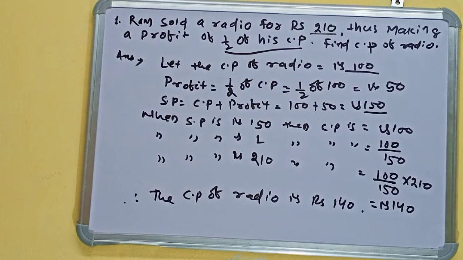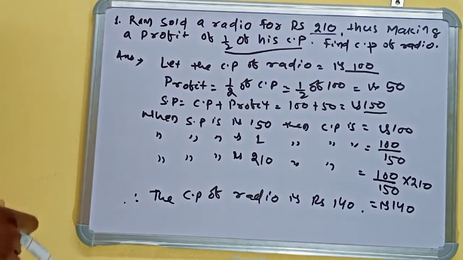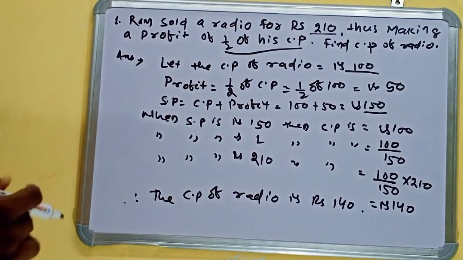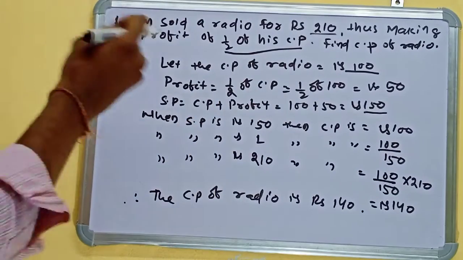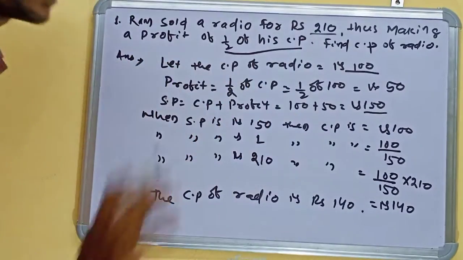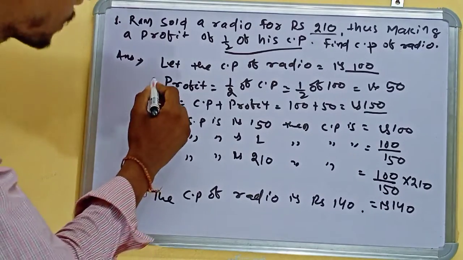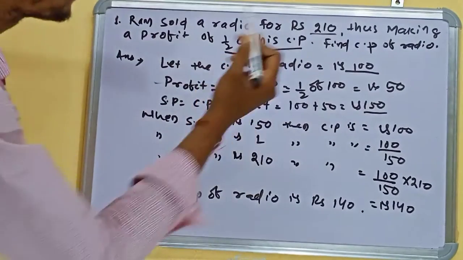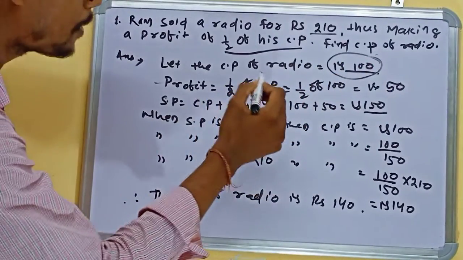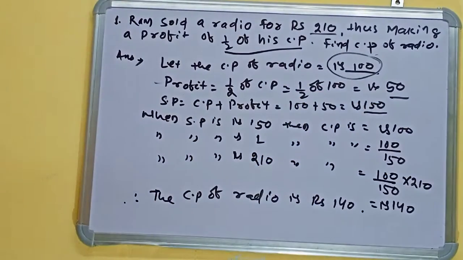In this question, Ram sold a radio for rupees 210, and after selling, he made a profit of half of his CP. We don't know the CP of the radio, so first of all, we take, let the CP of the radio be rupees 100. Then profit is half of CP. Here CP is 100, so half of 100 is equal to rupees 50.